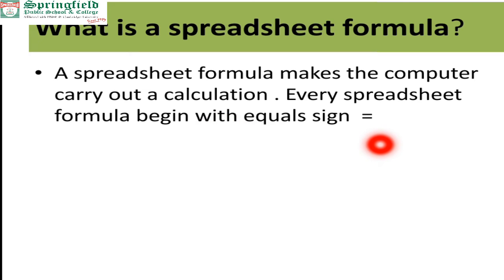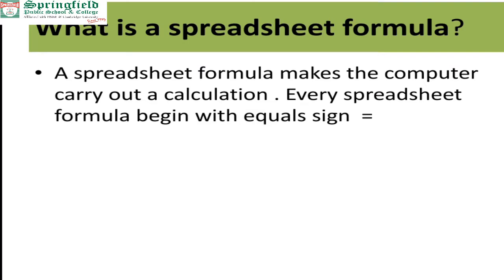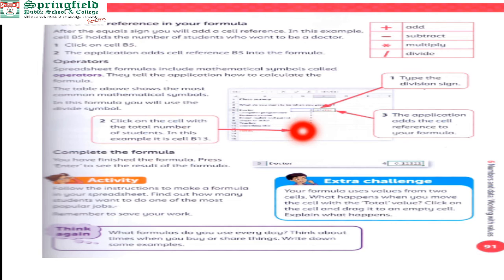What is a spreadsheet formula? A spreadsheet formula makes the computer carry out a calculation. Every spreadsheet formula begins with an equal to sign. We have a number of operators: add, subtract, multiply and divide. Click on cell B2, and the application adds cell B2 into the formula. We can change the formula by going into the formula bar manually. This is called manual entry. If we don't want that, we can also use the built-in formulas which we have.